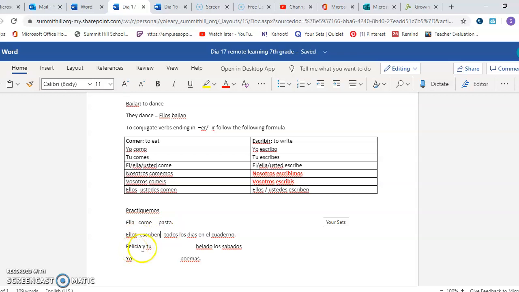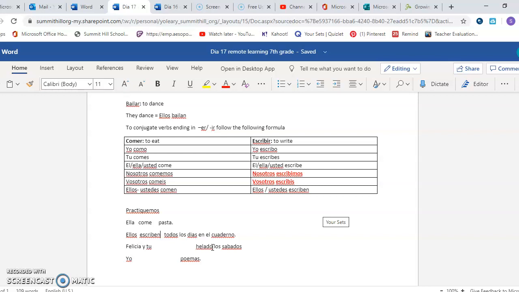This one, Felicia y tú. When it says tú, it's not you guys. It's not you. It's someone else. So you're saying Felicia and you, and then it says helado los sábados. Here's the key word, the word helado. What does helado mean? Chapter 2. So you're saying Felicia and you. So that means you.